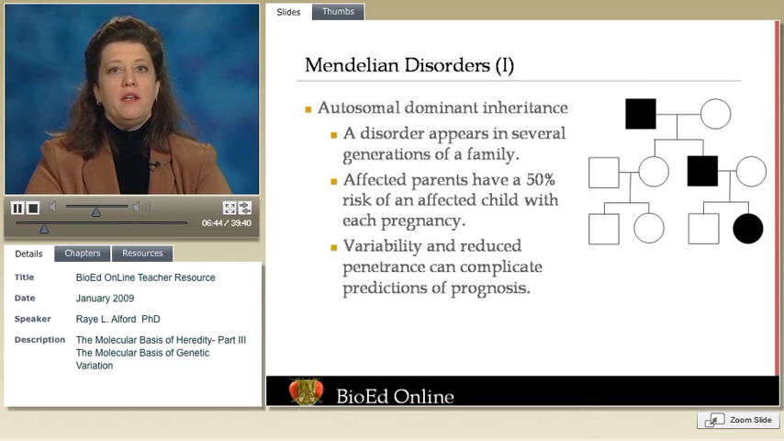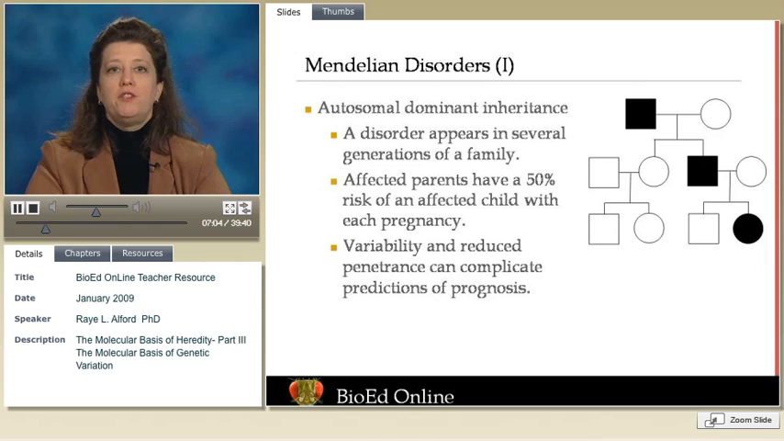The word trait is typically used by geneticists to describe genetically inherited physical characteristics or features that are not considered to be diseases or disorders. Autosomal dominant traits are inherited in a manner similar to that of autosomal dominant disorders.